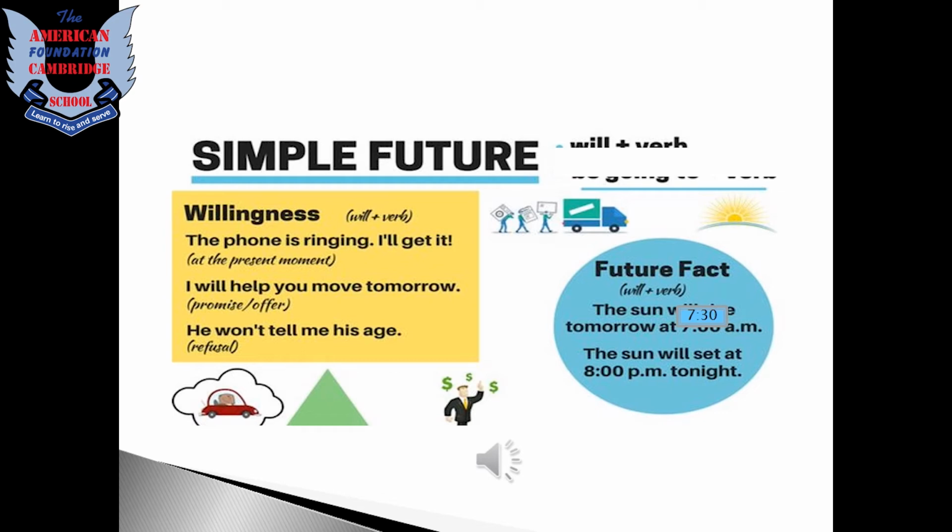Will also indicates the future fact, some action that will definitely happen in the future, for sure. For example, the sun will rise tomorrow at 7:30 a.m. The sun will set at 8 p.m. tonight. It is a fact and it will happen in future definitely in these two times.